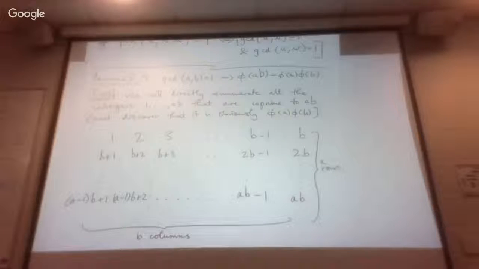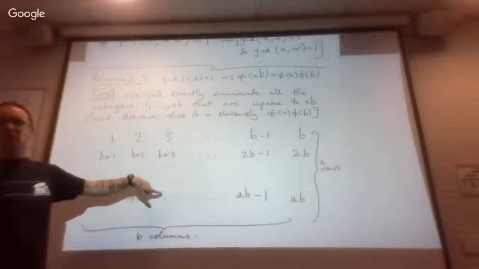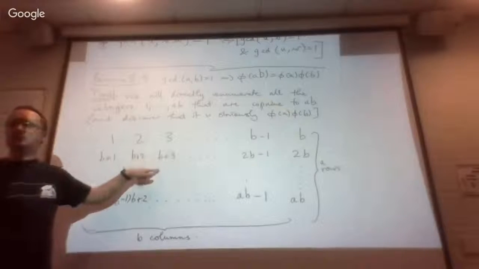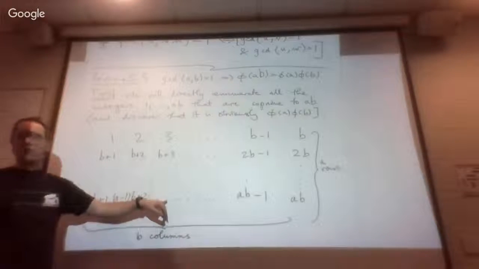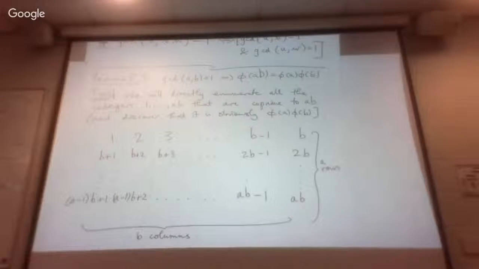If you look down any particular column, what do you notice? What we notice is that all of the numbers are congruent to one another, modulo b. So I've got 3, b plus 3, 2b plus 3, 3b plus 3, etc., all the way as far as a minus 1 times b plus 3. It's the same in any column. So within any column, everything is congruent to everything else modulo b.